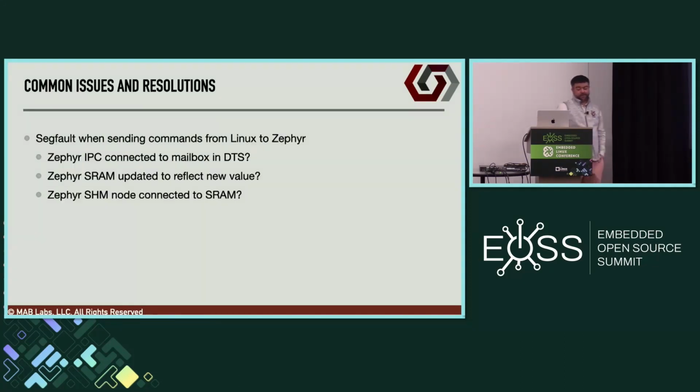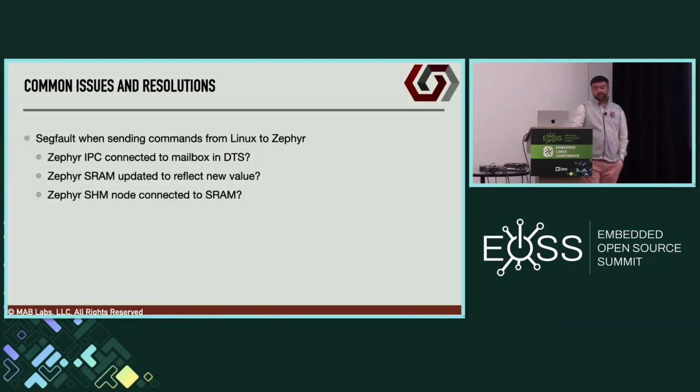The other thing, and I see this as common as well, is you've got your binary running, right? You can use different mechanisms to confirm that your Zephyr binary is running, but now when you start to communicate from the Linux to the Zephyr side, you get a seg fault. So why does that happen? There are a couple of things to make sure you're doing to ensure this doesn't happen.